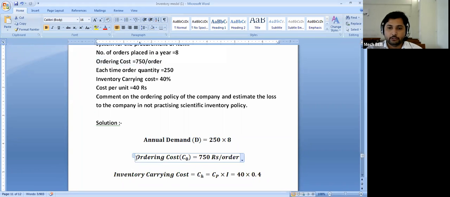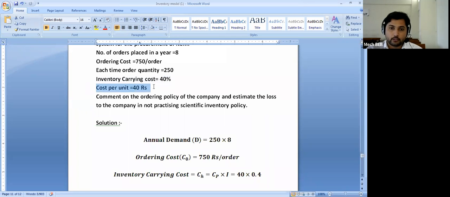So ordering cost C naught will be equal to 750 rupees per order. And the last one is inventory carrying cost. Now this inventory carrying cost is provided in a percentage. So this percentage is with respect to cost per unit.